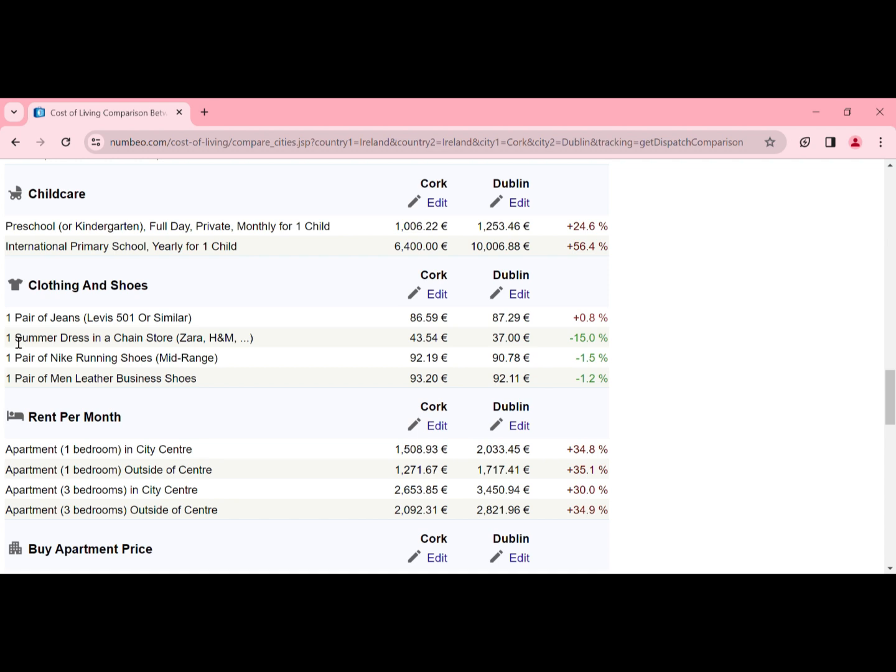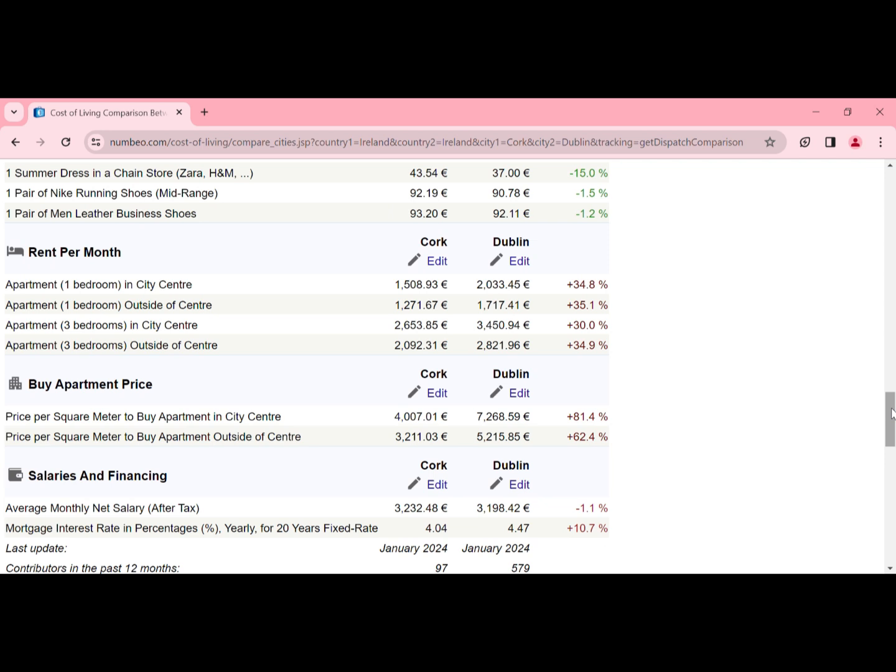So a pair of jeans in Cork is like 86.59, and then in Dublin is like 87. Okay, so you have all these prices, guys. That's how it is. And then we have rent per month. Let's look at the rent per month. Okay, so apartment, one bedroom in a city center in Cork is 1,500 and a little bit of coins, and then in Dublin is 2,000.